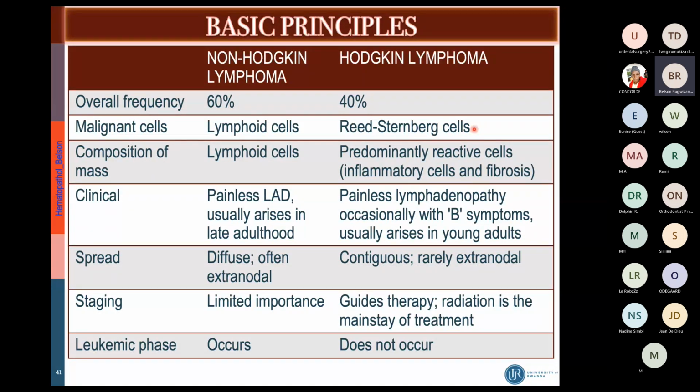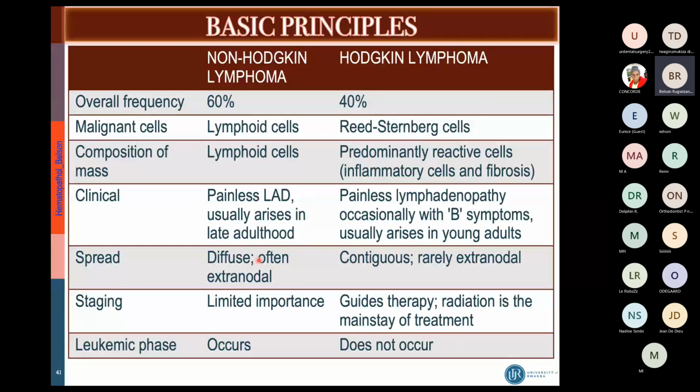So the composition of the mass in non-Hodgkin lymphoma is just lymphoid cells, while in Hodgkin lymphoma, you see few cancer cells, and most of the cells are reactive, especially eosinophils. So many eosinophils. Clinically, both of them are painless. Hodgkin lymphoma is usually with B symptoms and affects younger adults, while non-Hodgkin lymphoma affects adult patients.